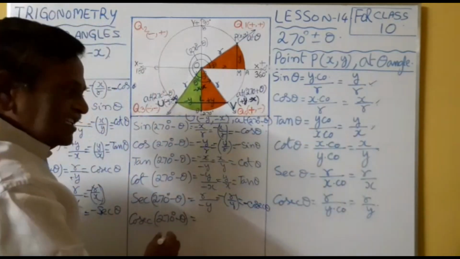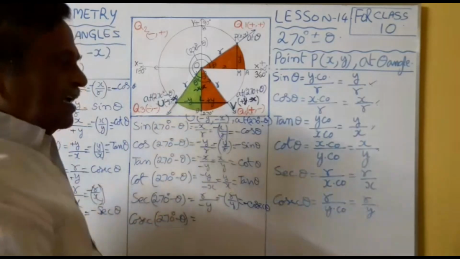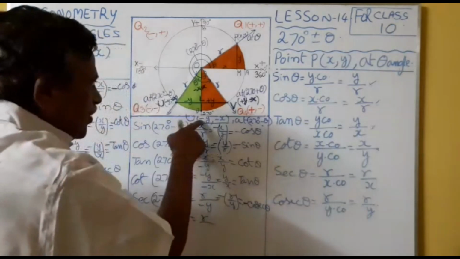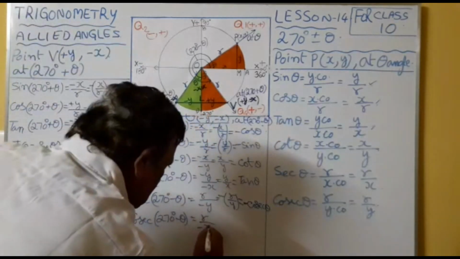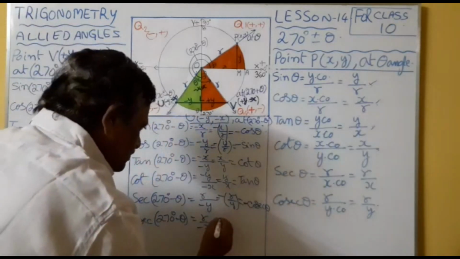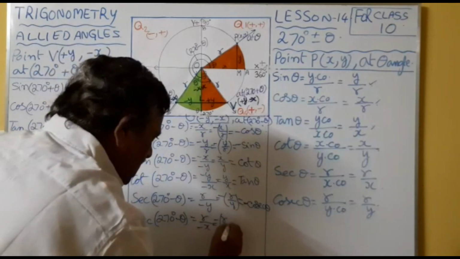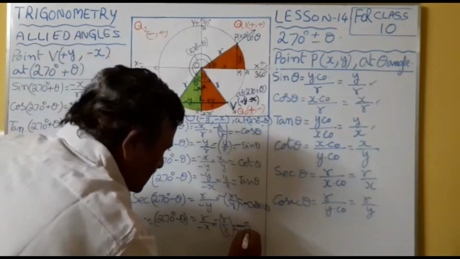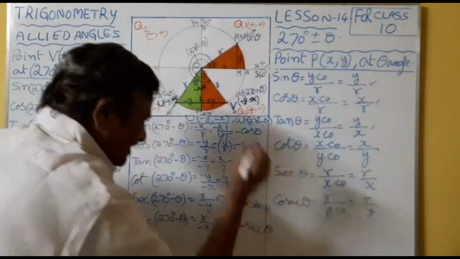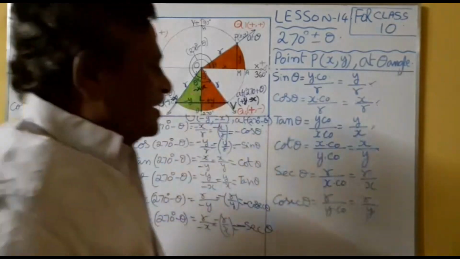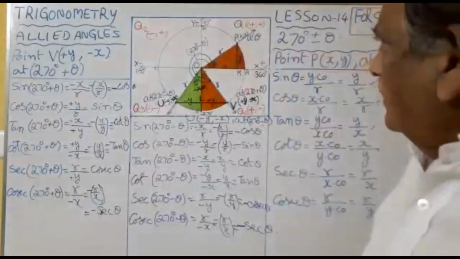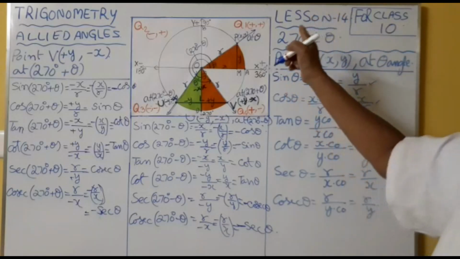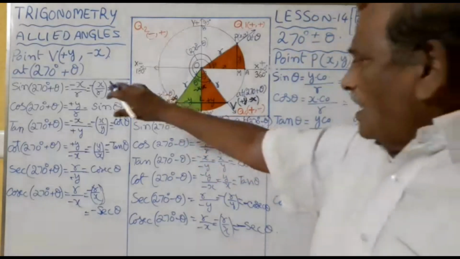Cosec of 270 degrees minus theta. Cosec is r by y coordinate, and the y coordinate is minus x. Therefore, r by minus x. This is minus r by x. But r by x is sec theta. Therefore, this is minus sec theta. Thus, the trigonometrical ratios of the allied angles 270 degrees plus theta and 270 degrees minus theta are derived.